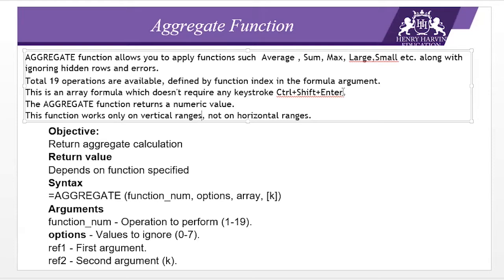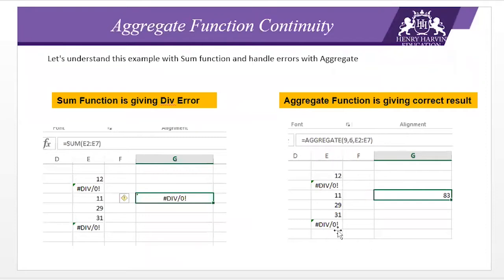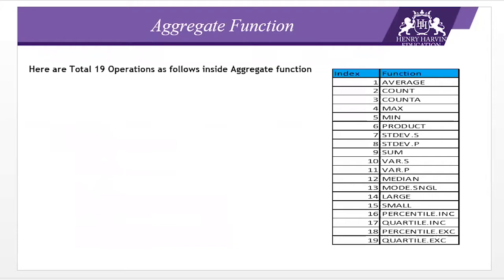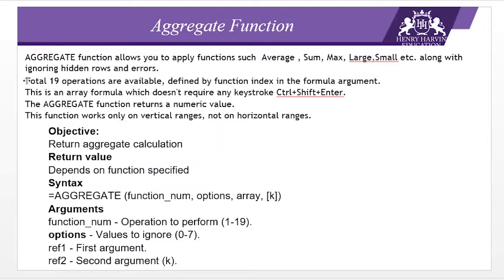Now this function allows you to apply average, sum, max, small, large, minimum, and everything, along with ignoring hidden rows and errors. So understand the point to be noted here: this function ignores the errors also and gives the correct result. Let me show you in this example. This is one of the segments. The total 19 operations are available.